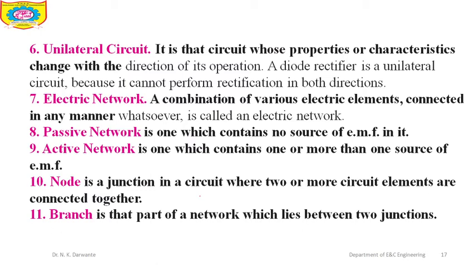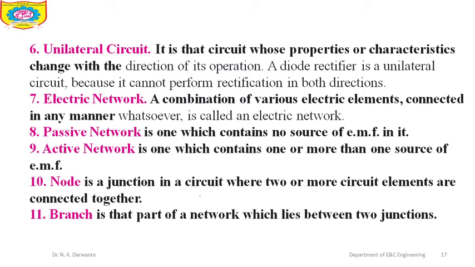Whereas in an active network, one or more sources of EMF are there, that is, a current source or voltage source is present in the network, then that is called an active network. An active network can amplify, and it has the tendency to change the direction of the electrical current or voltages.